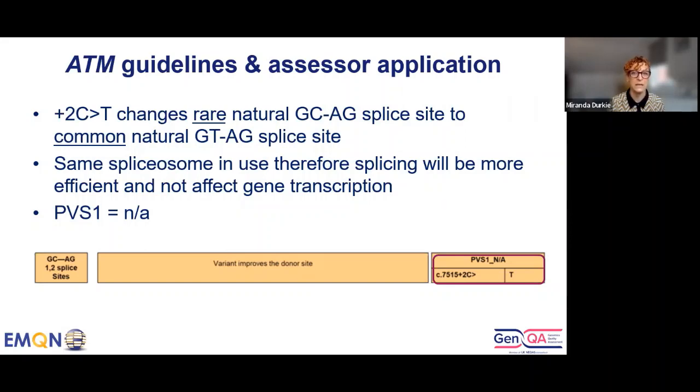We would predict that all the same spliceosome machinery is in use. It's still the major spliceosome. Therefore, splicing is likely to be a bit more efficient and it's not going to affect gene transcription. So we wouldn't use PVS1. And this is actually supported by the ATM VCEP specific guidance, where they specify this variant and say PVS1 is not applicable for it.